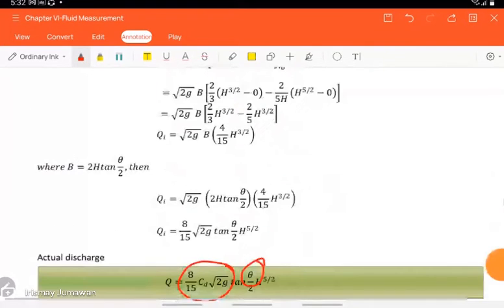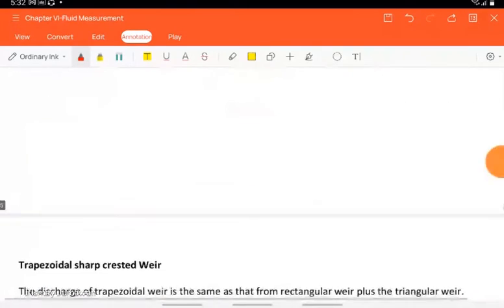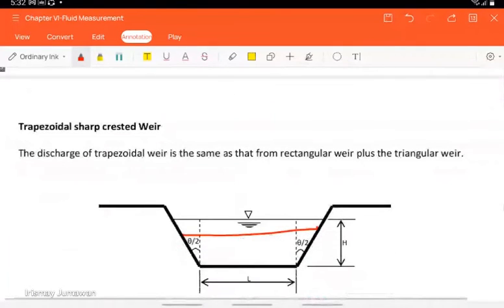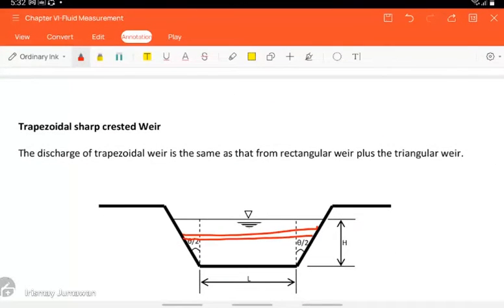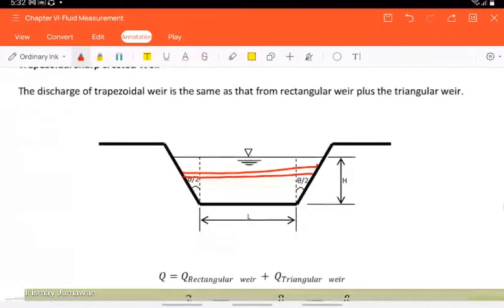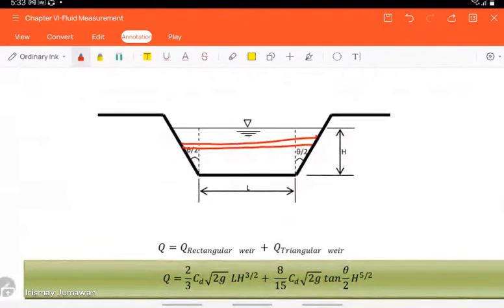So that is how we get the formula for the triangular weir. You try to derive because this formula, you just add the formula of the rectangular weir and the triangular weir. This is the result when you derive the trapezoidal weir.